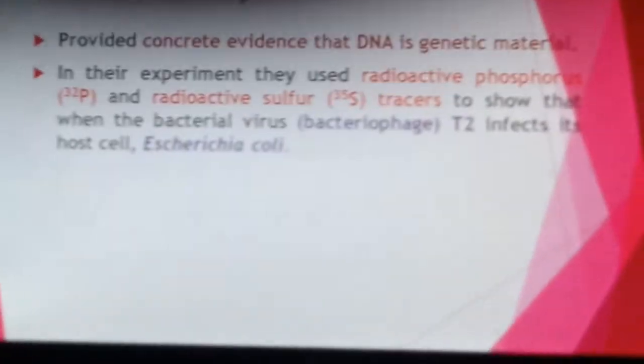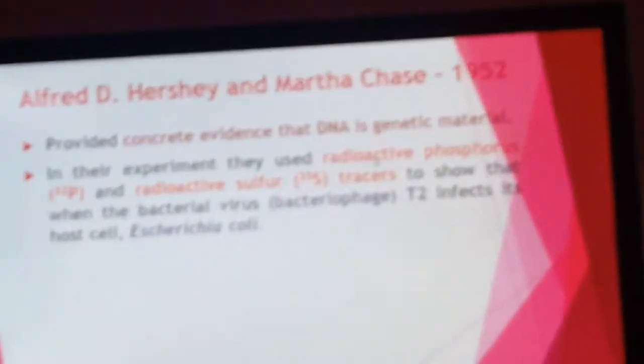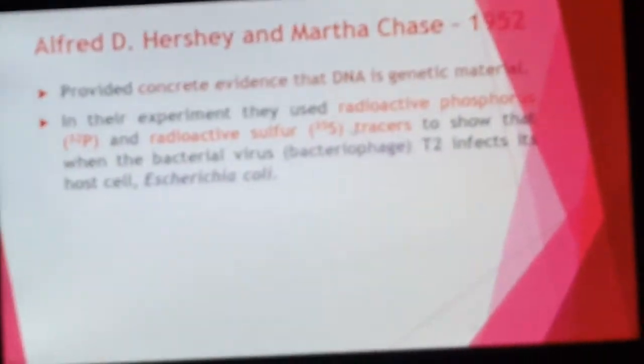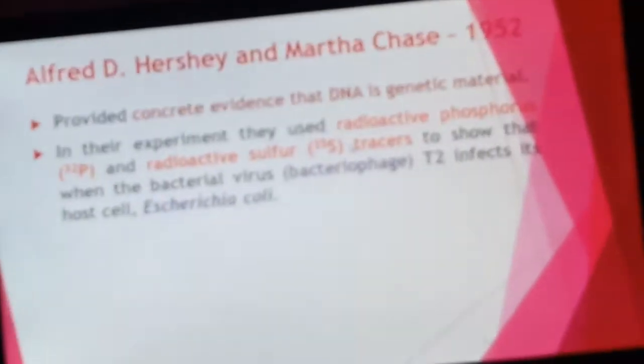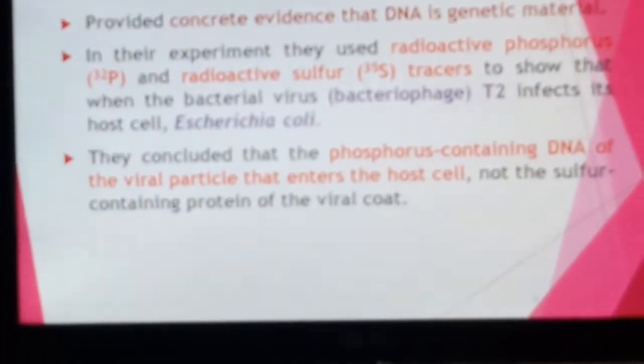The virus has a particular characteristic: it carries only two chemicals. One is an outer capsid made up of proteins, and the inner is the genetic material, DNA or RNA. In this case, the T2 virus carries DNA as the genetic material. Using the tracer technique, they made radioactive phosphorus a tracer for the nucleic acid and radioactive sulfur a tracer for the protein. Then they infected the bacterium with this phage.